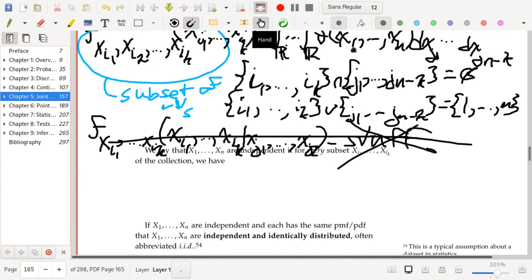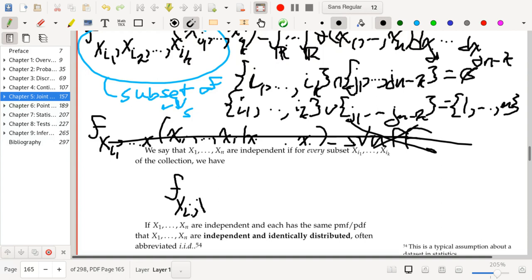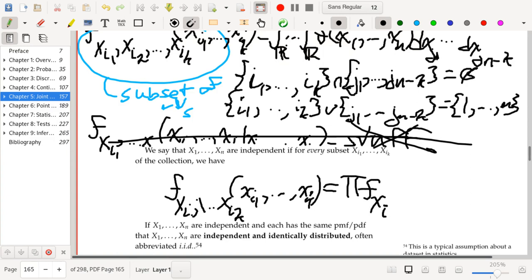Now there is one idea that actually is quite important. We say that X1 to XN are independent if for every subset of random variables, Xi1 to Xik, the joint probability mass or probability density function of these random variables is going to be the product of their marginal density or mass functions.